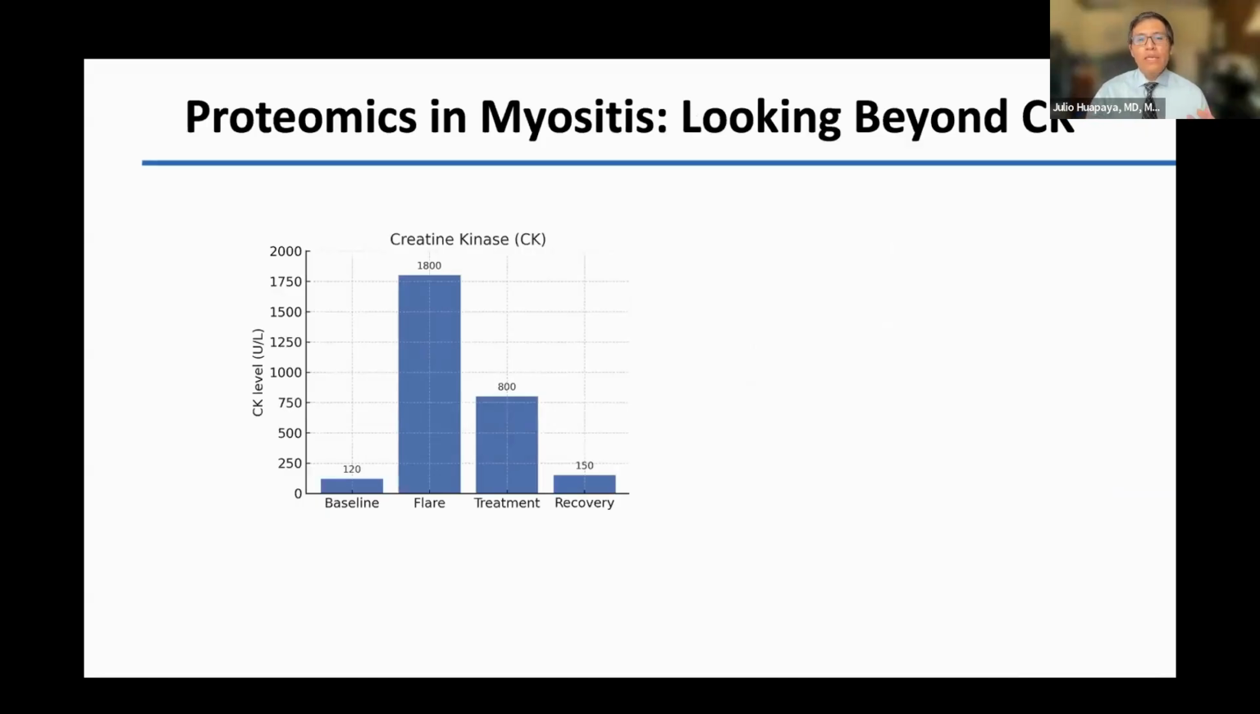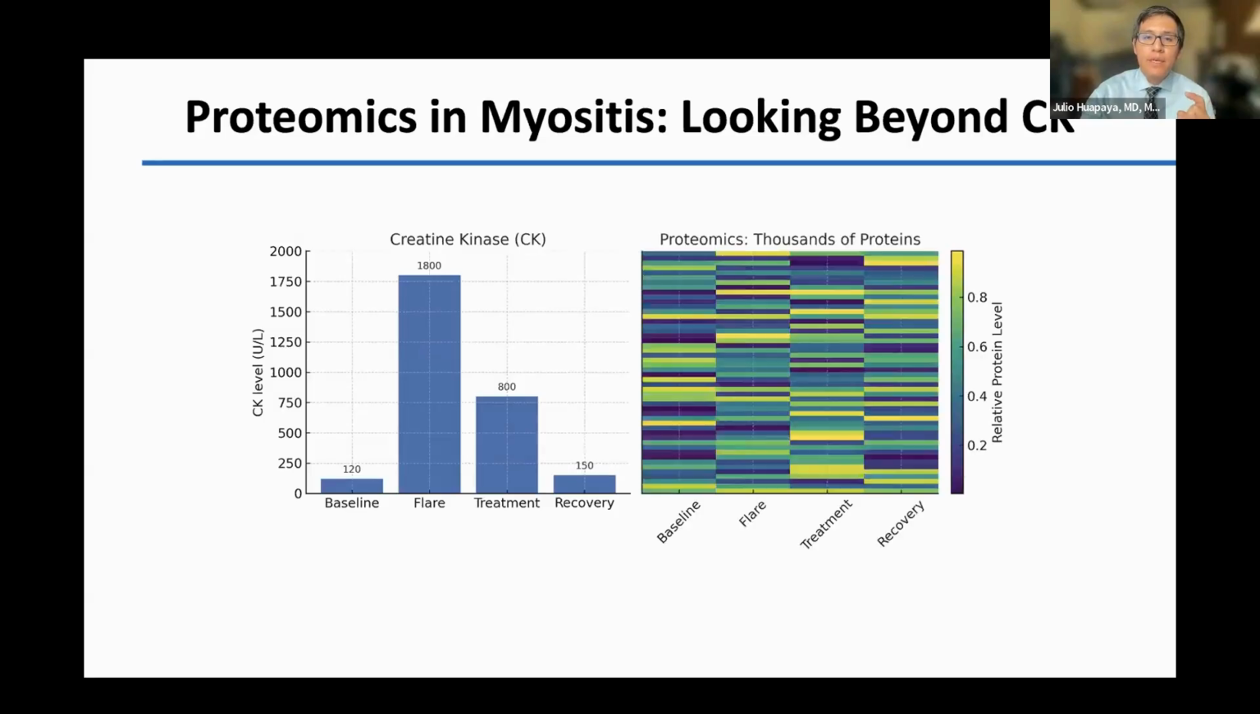And to easily explain what is proteomics, I think most of you may be familiar with the CK. So the CK, it's a muscle enzyme that gives us information on muscle destruction. Some of you might have heard when you were diagnosed, your CK is high. Once you get treatment, it goes down, and over time, it normalizes. But this is just one single enzyme.